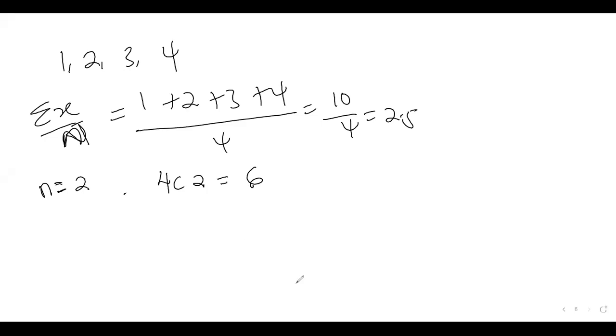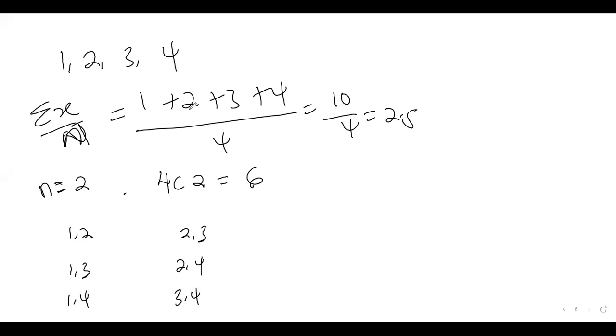So what this means is that we want to choose a sample size of 2 from these 4 figures. We are going to get 6 of them. So you have 1 and 2 as a sample of size 2. We will have 1 and 3, we will have 1 and 4, we will have 2 and 3, we will have 2 and 4, and then we will have 3 and 4.